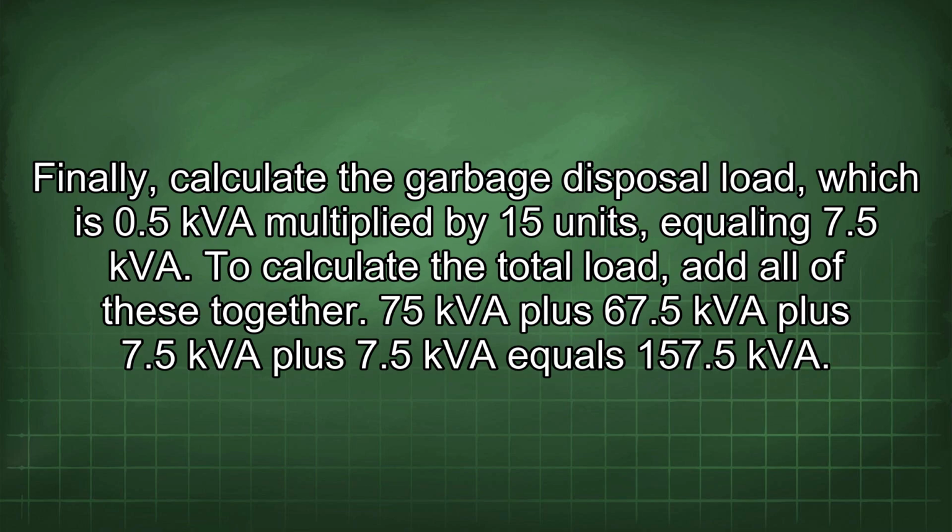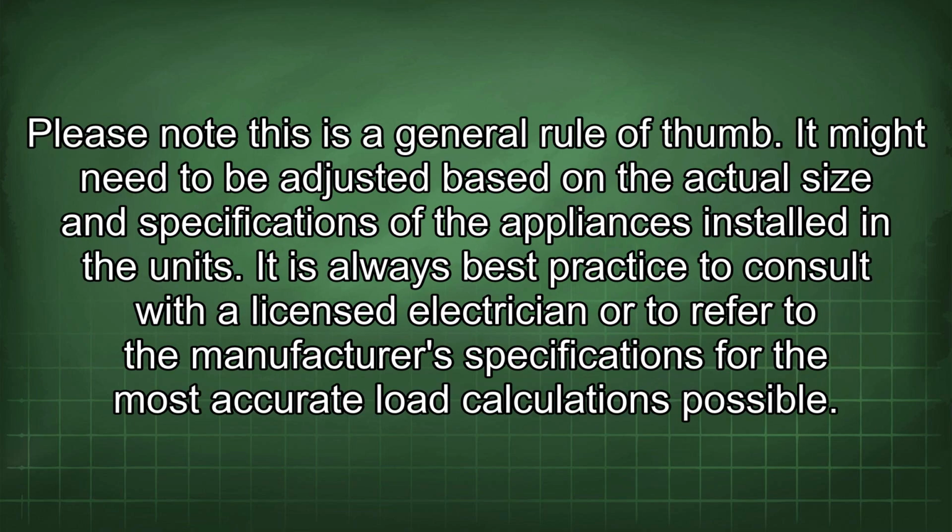To calculate the total load, add all of these together. 75 kVA plus 67.5 kVA plus 7.5 kVA plus 7.5 kVA equals 157.5 kVA. Please note this is a general rule of thumb. It might need to be adjusted based on the actual size and specifications of the appliances installed in the units.